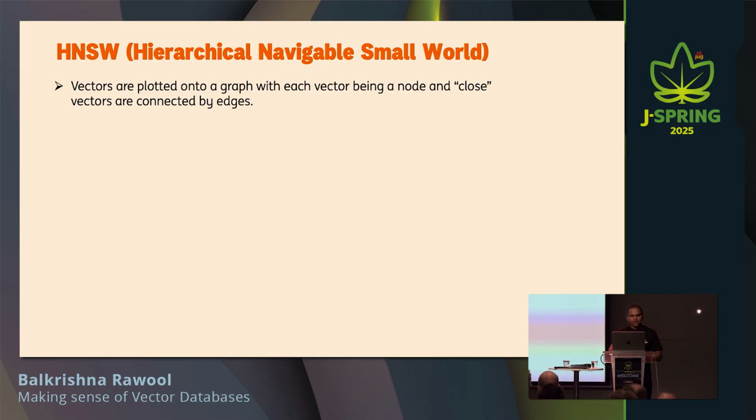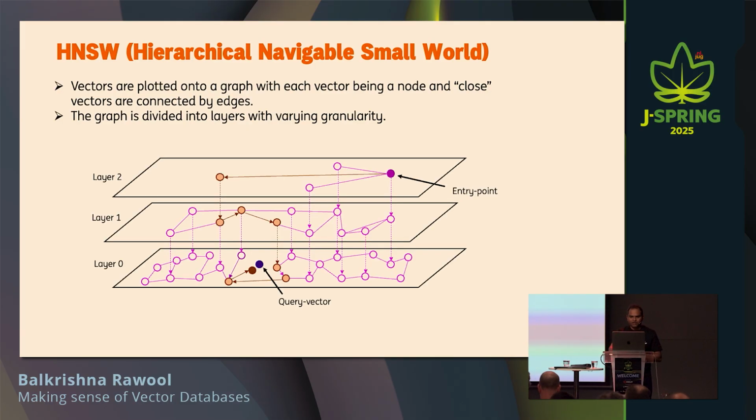Here the vectors are plotted onto a graph, with each vector being a node, and the closest vectors are connected by edges. And then we put them in different layers, with the lowest granularity at the top and highest granularity at the bottom. And what we do for searching is, we start at the topmost layer with a fixed entry point always, and then we navigate through that graph to find the closest node for the query vector on that layer. And then we use that as an entry point to the next layer and repeat the process until we reach the bottommost layer, where we have the highest granularity vectors, and that's where we find a vector which is closest to the query vector.